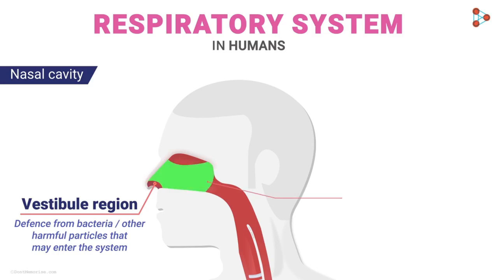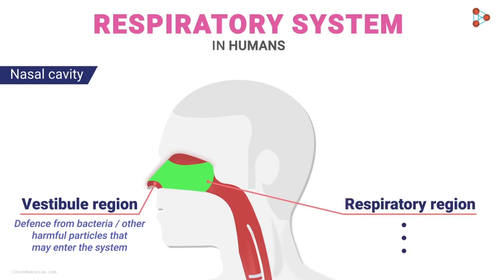The next region following this is the respiratory region. This region usually serves many different functions. Most importantly, it warms the air to get it to the normal body temperature. Then it moistens it to make it suitable for the body. And lastly, it helps send some air to the third nasal chamber and push the remaining air forward into the next part of the respiratory tract.